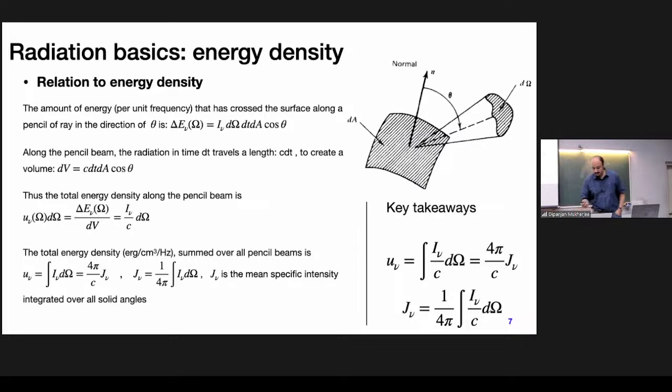So first of all, the volume of this element is, I hope you'll agree with me, c times dt, which is the length, and dA cos theta, which is the area normal to this surface. So this is the total energy, this is the volume, you divide it, you get the energy density, delta E by delta V, and if you just divide this, you'll find all that remains is I nu by c d omega.